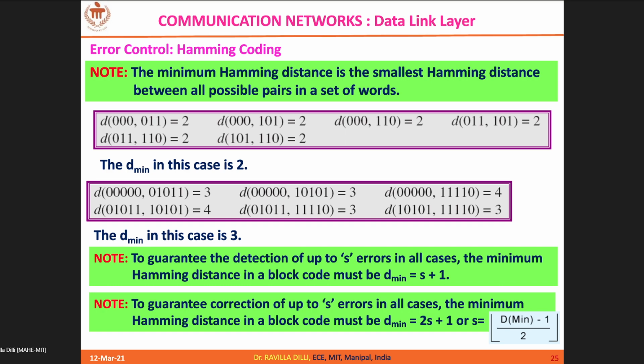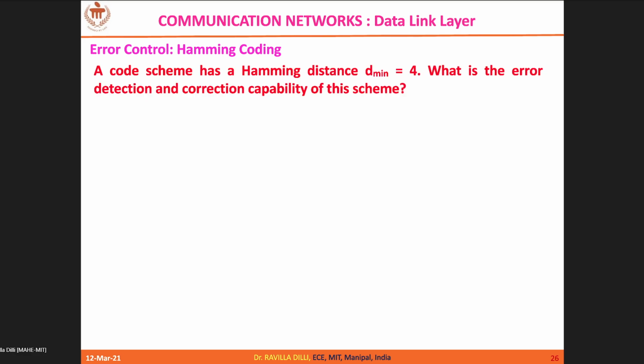For instance, let us say the minimum Hamming distance is 3. So I can detect at most 2 errors, but how many can I correct? (3 minus 1) by 2 is 1. So even though I can detect 2 errors, at most I can correct only 1. That is the purpose of the minimum Hamming distance.